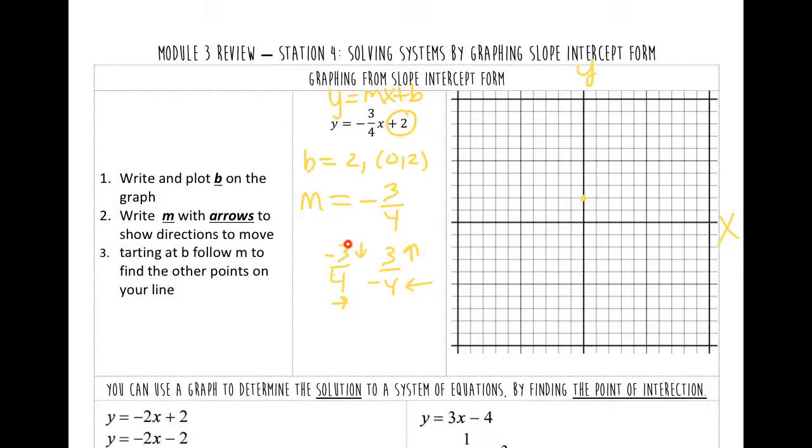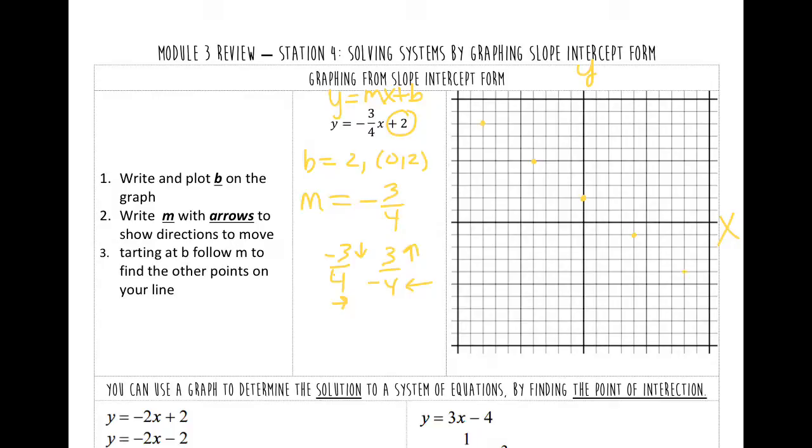So I can either go down 3 and to the right 4, and end up here, or I could go up 3 and go backwards 4 and end up here. Now going either direction, neither one is wrong. I just need to make sure that I'm doing it correctly and counting it.